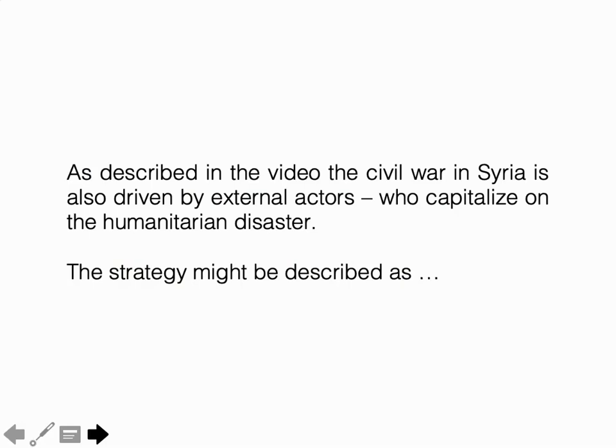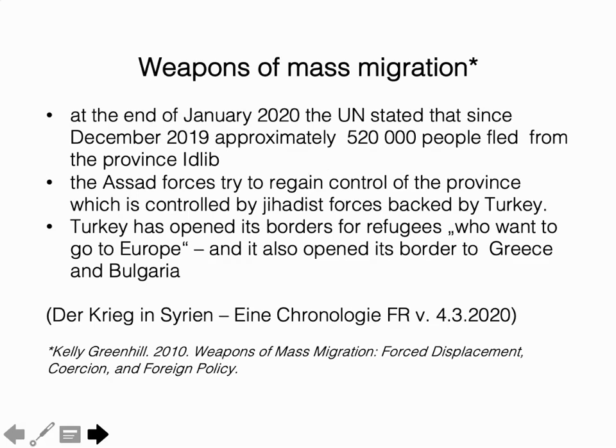So, as described in the video, the civil war in Syria is also driven by external actors who capitalize on the humanitarian disaster. This strategy might also be described as weapons of mass migration. At the end of January 2020, the UN stated that since December 2019, approximately 520,000 people fled from the province Idlib. The Assad forces tried to regain control of the province, which is controlled by jihadist forces backed by Turkey. Turkey has opened its borders for refugees who want to go to Europe, and it also opened its borders to Greece and Bulgaria.